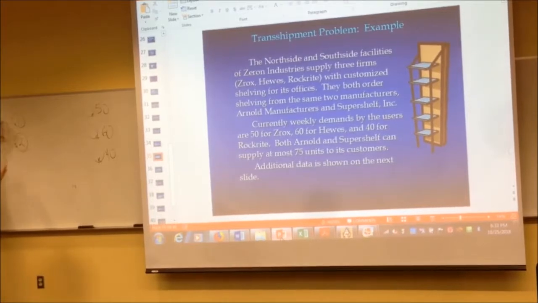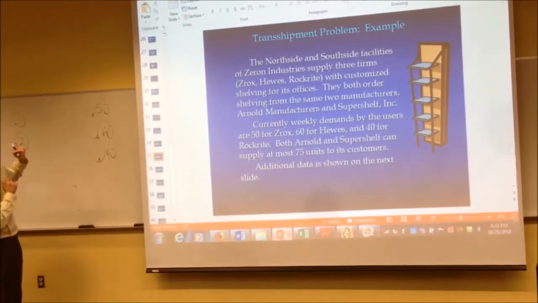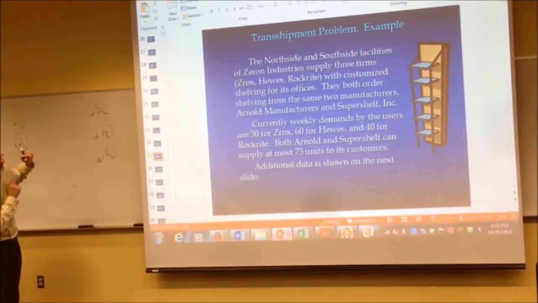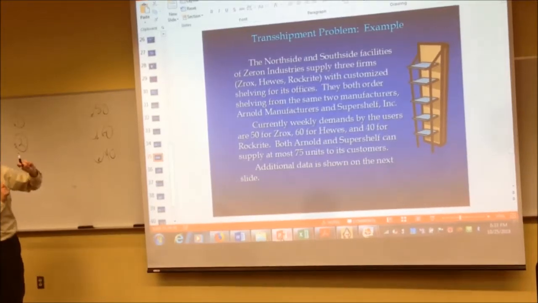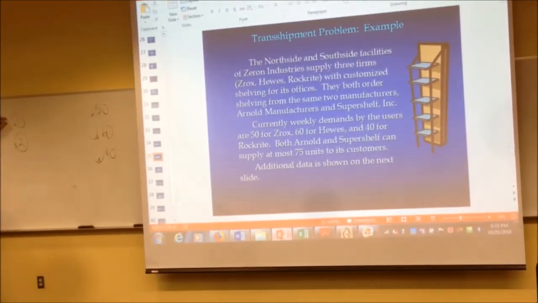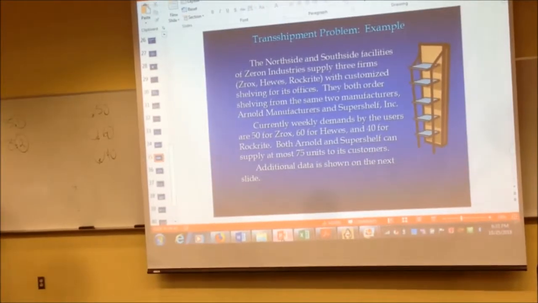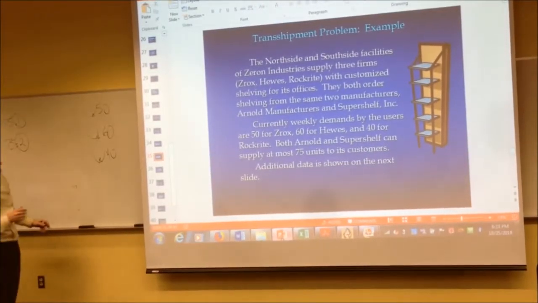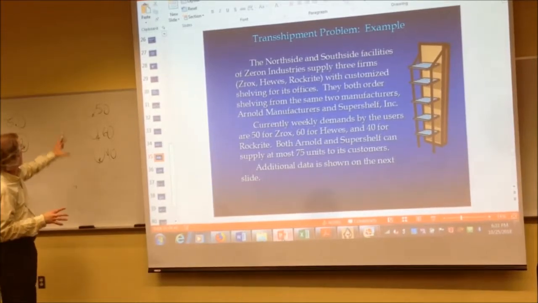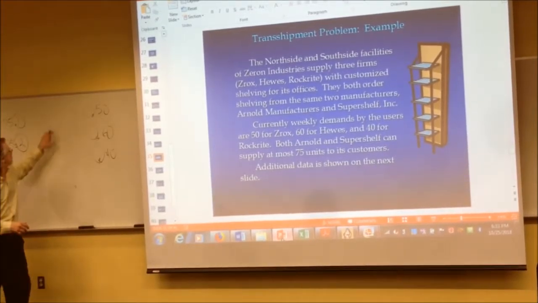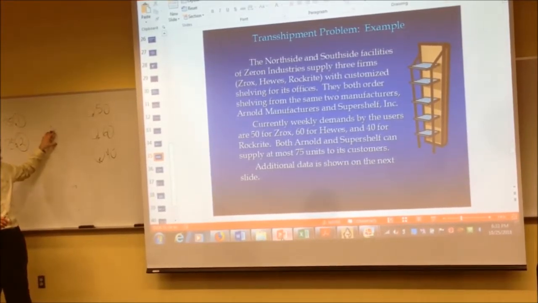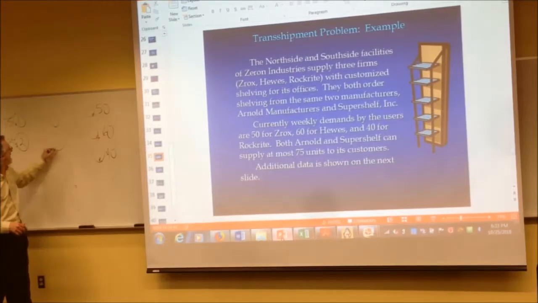What could be supplied, which we're about to read. Both Arnold and Super Shelf can supply at most 75 units. What number goes here on Arnold? 75. What goes on Super Shelf? 75. You got it. Okay, that's where we're at so far. We've got it all covered, except we haven't numbered things. Wait, you told me that this is us. How many locations do we have? 2. There we go. Now we can number.